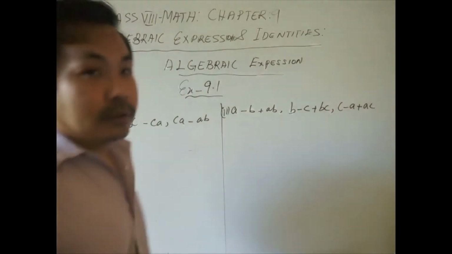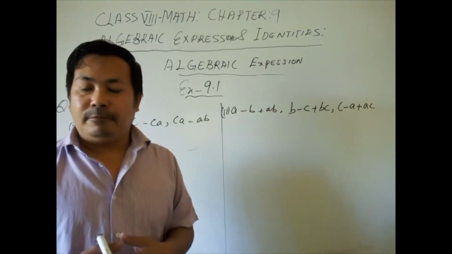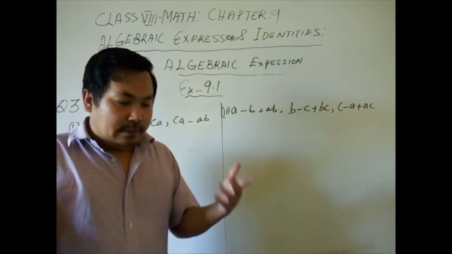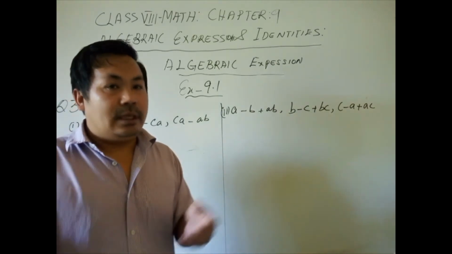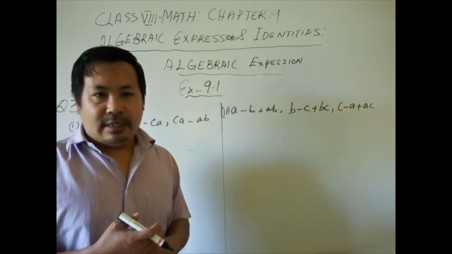So hello students, next are question number 2 and number 3. Question number 2, you can try yourself, very simple. You have to find out which of the given expressions is a monomial, binomial, or polynomial. It is a very easy question. Now let's go to question number 3.